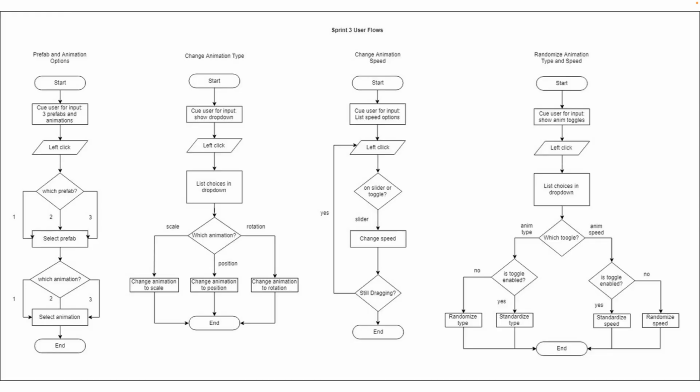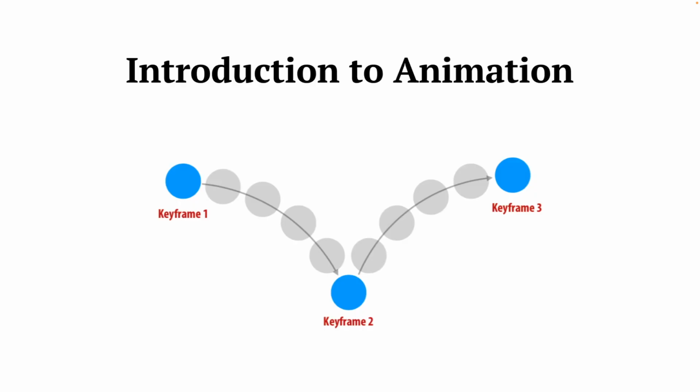Okay, and here's an example of the new user flows. So again, 2 have to be animation related. Here I can see 4 animation related options, but for your own project, you only need 2. I'm gonna now talk a little bit about animation, just general background, and then we're gonna dive in and do animation with Unity.